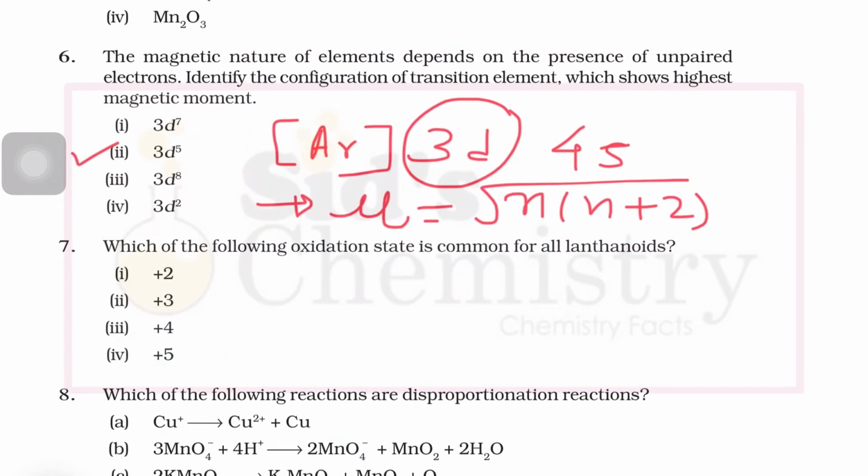Now coming to question number 7. Which of the following oxidation states is common for all lanthanoids? The common oxidation state for all lanthanoids is +3. So the correct answer is option number 2.